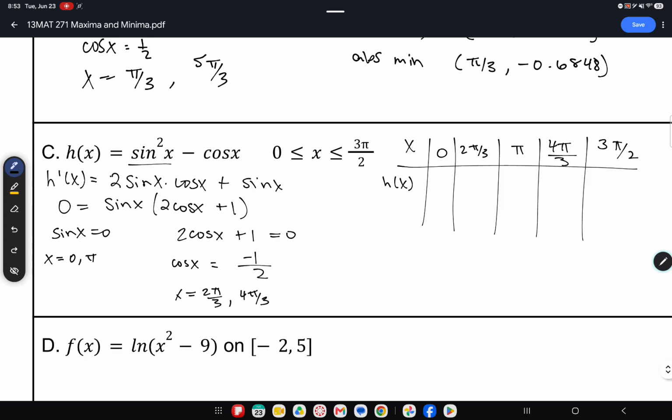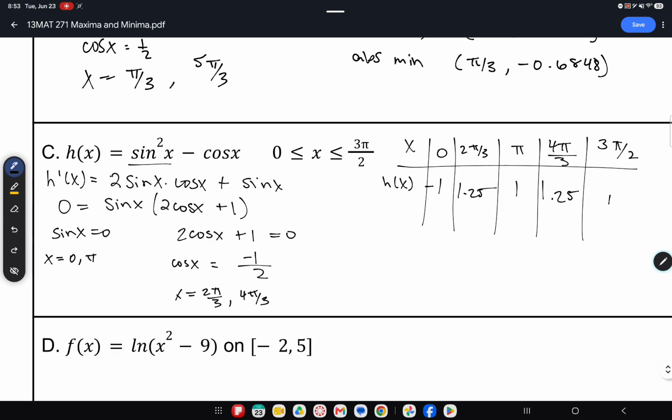This is sine of x squared minus cosine of x. And we'll plug in all these values. If I plug in 0, I get -1. If I plug in 2 pi over 3, I get 1.25. If I plug in pi, I get 1. And now I want 4 pi over 3. I get 1.25. And now I need 3 pi over 2.